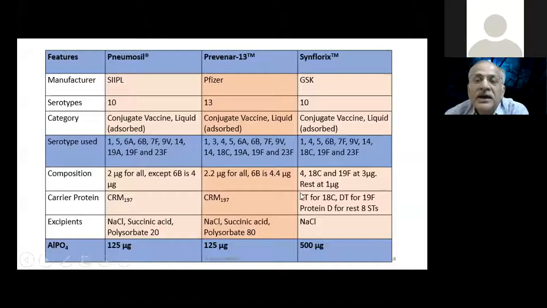For all. But people might come and tell you that 2.2 is better than 1 or better than 2. But please don't get into this, because the amount of microgram in a vaccine will not determine the efficacy or effectiveness, because it depends on the antibody levels produced, the IgG antibody levels and the OPA levels. All this I'll explain to you just now.